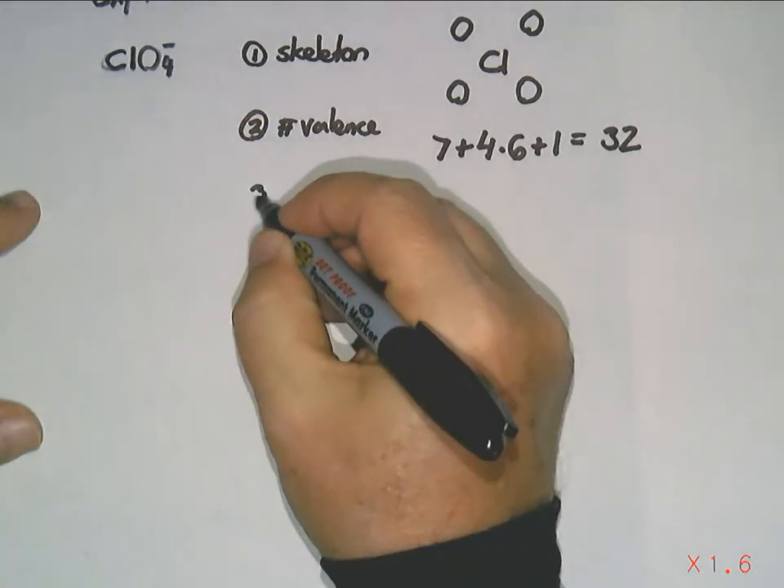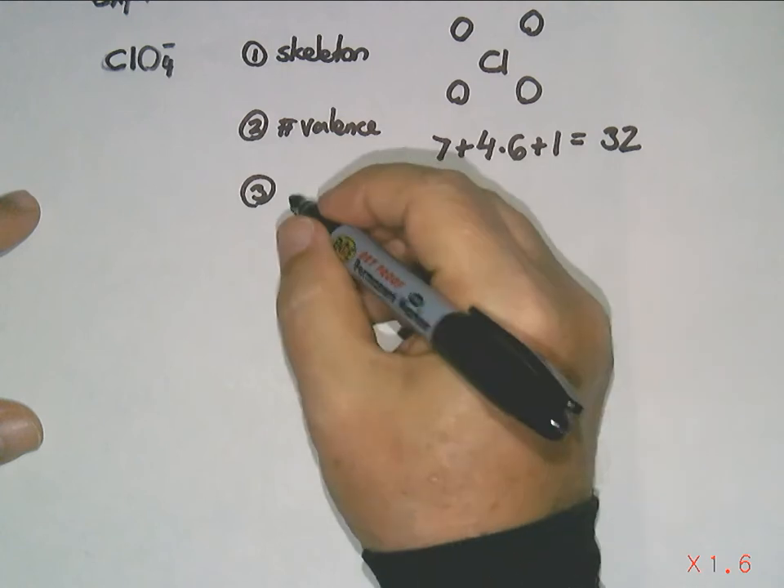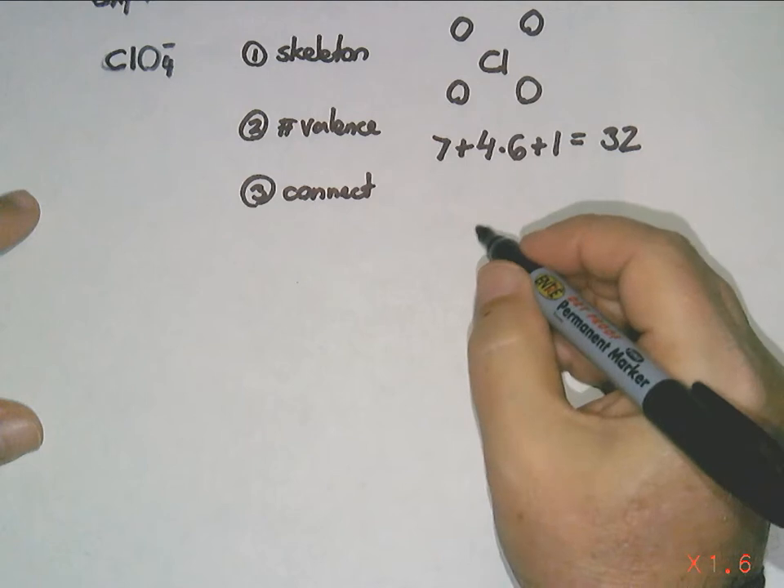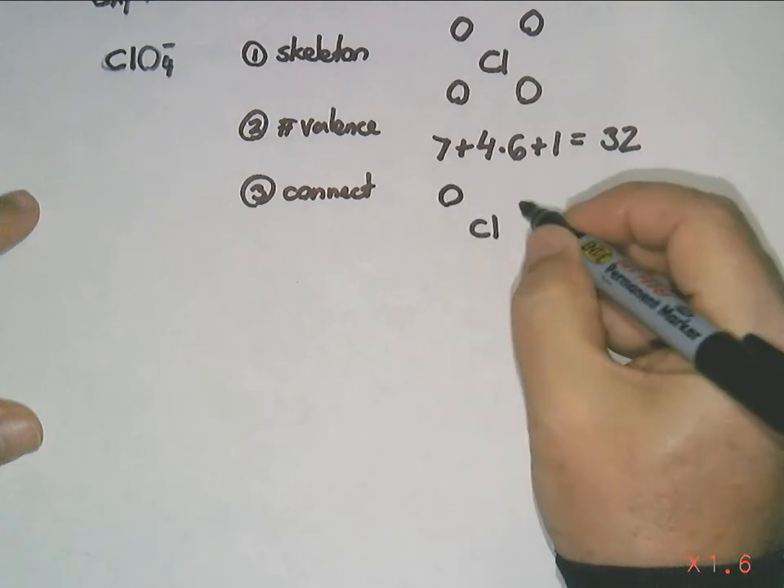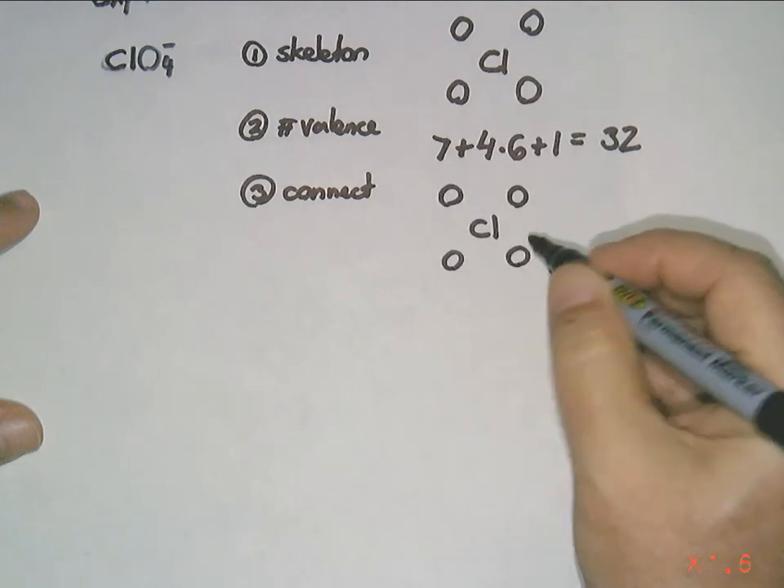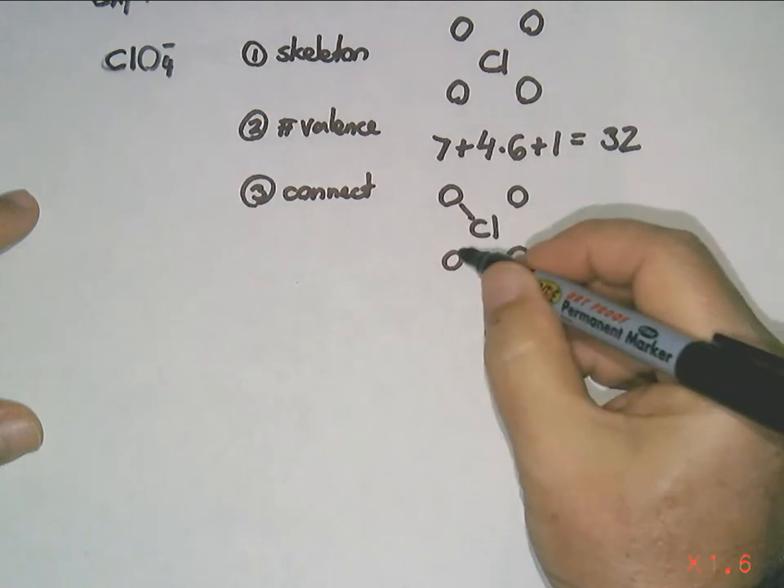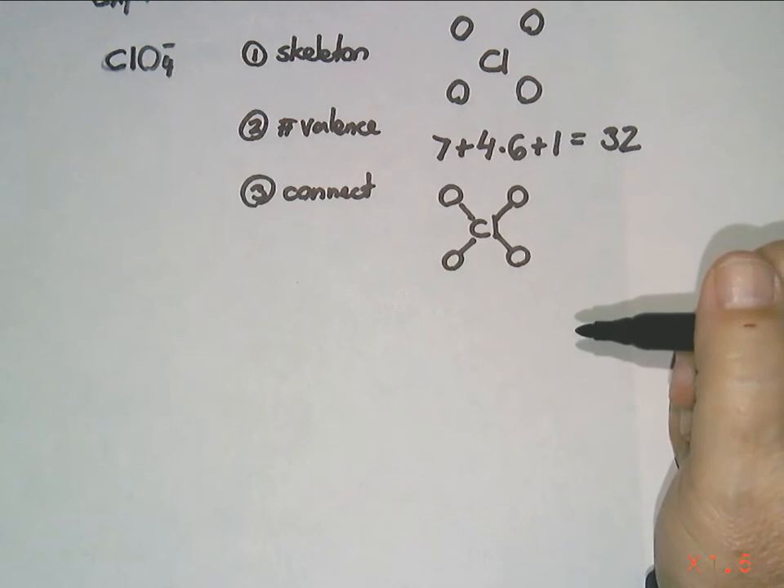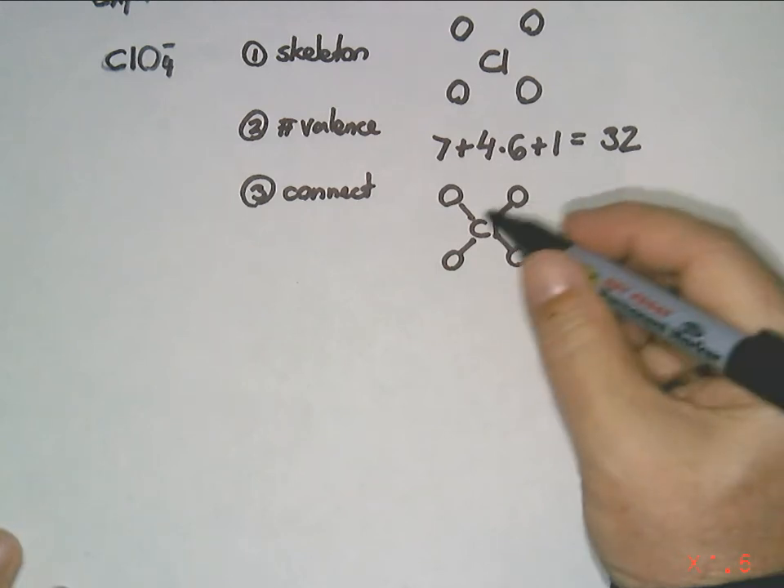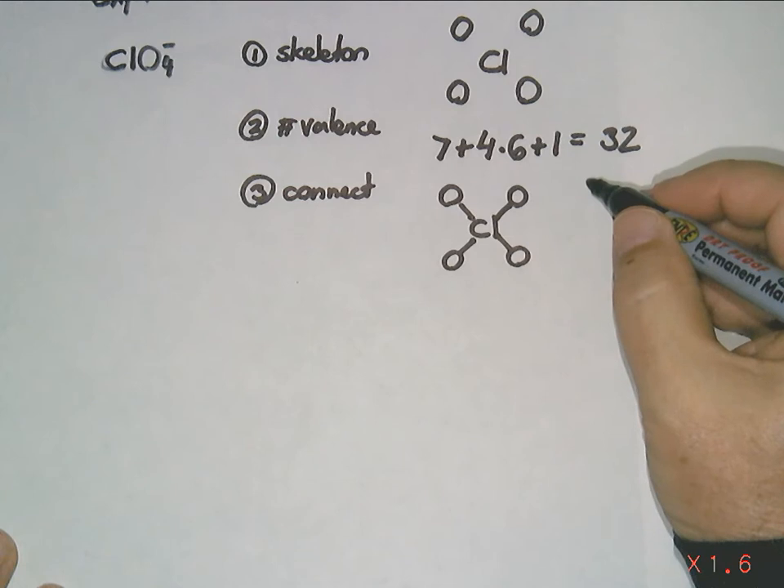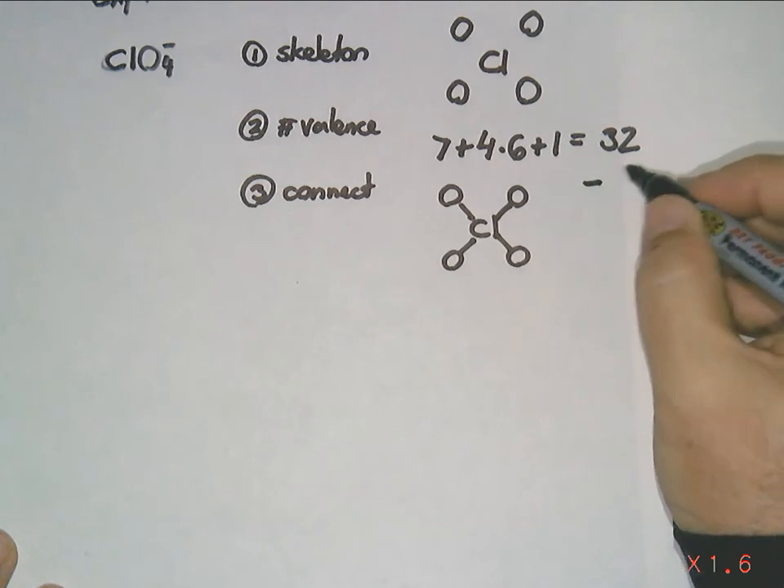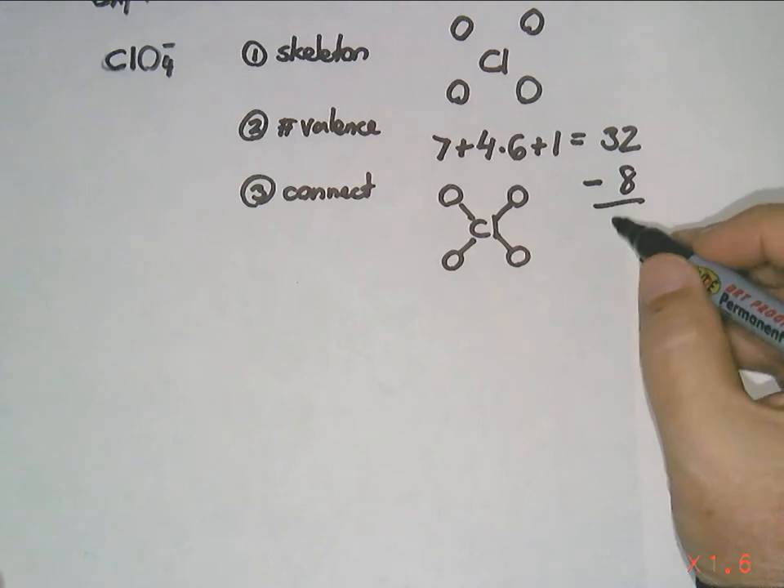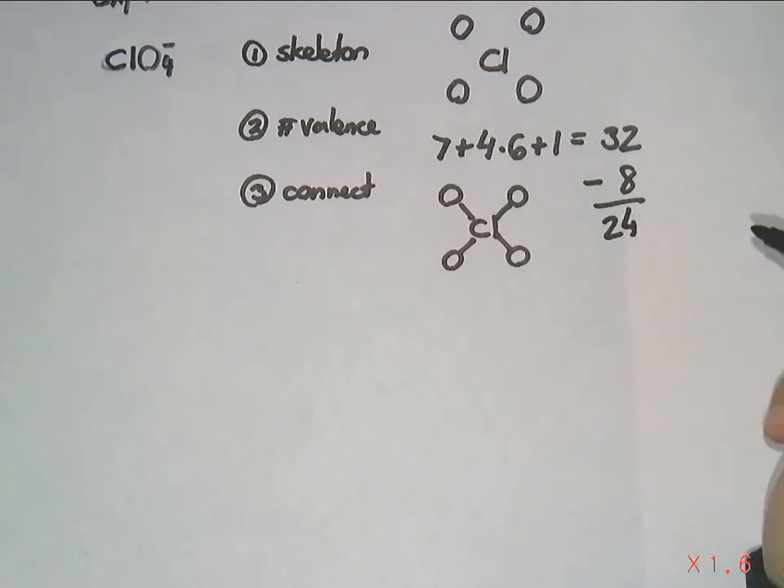Okay, number 3. Connect the structure. Okay, here's my skeleton structure. Let's connect it. Connecting it draws a stick between the central atom and each outside atom. That cost me 2 electrons per bond that I drew. So that's minus 8. So what do I have left? 24, right?